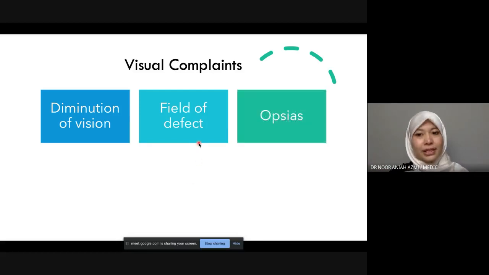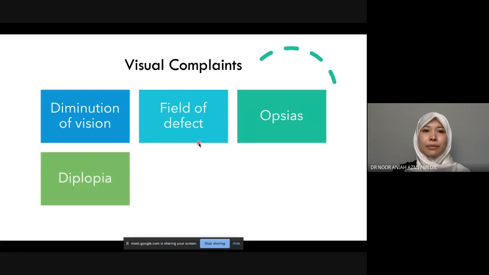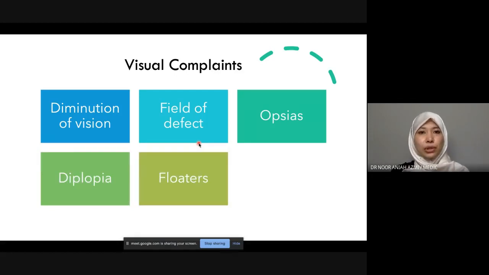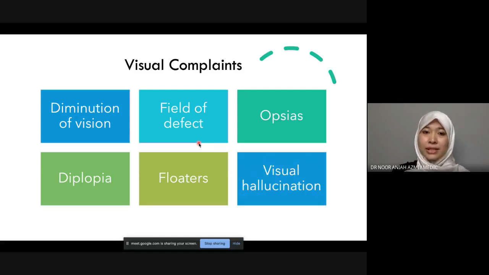And then we have the optias, which I'll go in depth into. And then we have diplopia, which means there is double vision. And then there are also floaters. This is a very common symptom in which the patient feels that there is something inside the eye, and also visual hallucination.